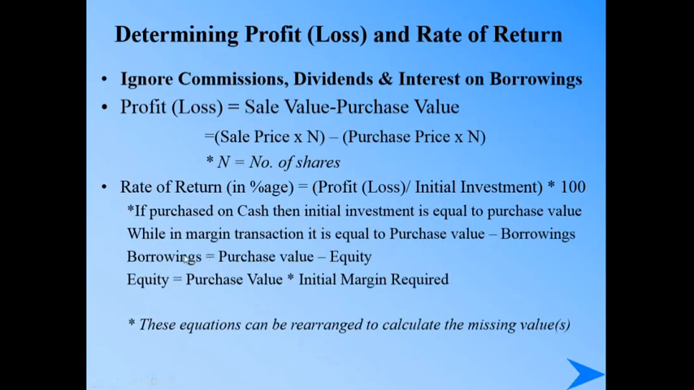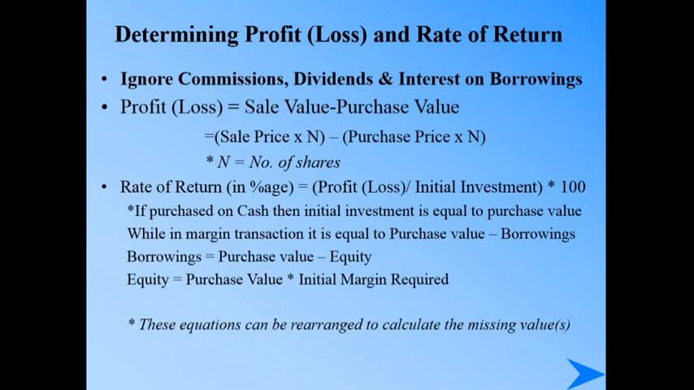Here is how you can calculate borrowings. Borrowing is equal to your purchase value minus equity. But how much is my equity? Your equity is equal to the purchase value multiplied by the initial margin required. So let's say you purchase stock worth 50,000 as we mentioned earlier, and your margin requirement is 60%. So 50,000 into 0.6 gives you 30,000.